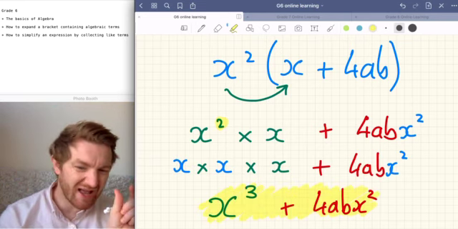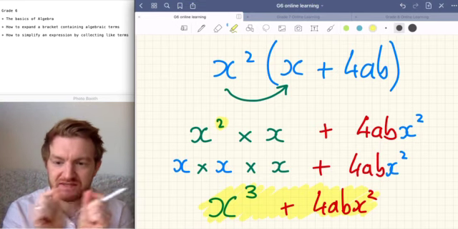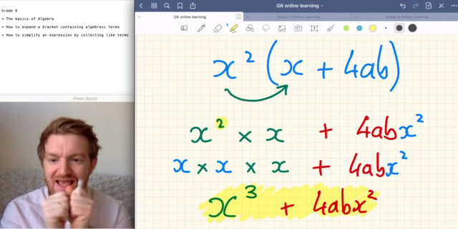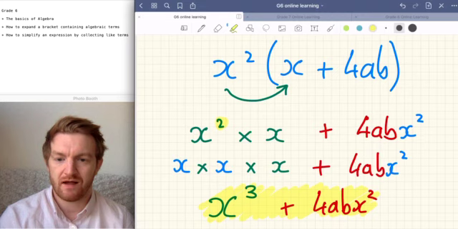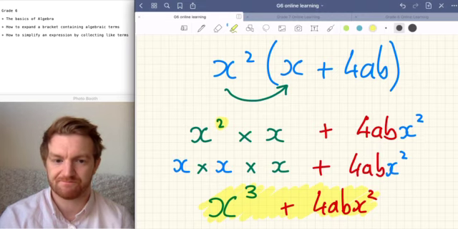We've got x squared, we've got x cubed. We can't put them together because the a and the b is, it's ab x squared. So when they are different things, don't put them together.